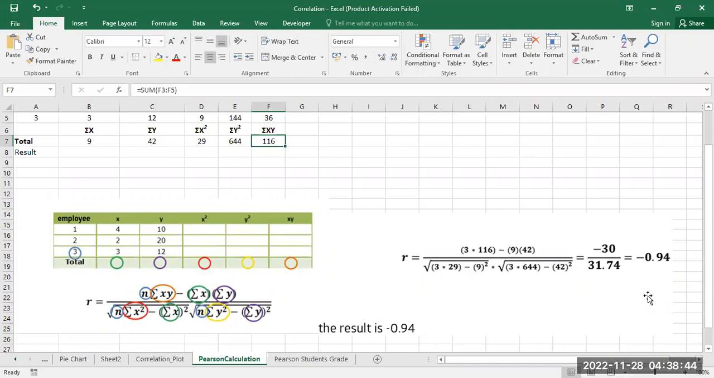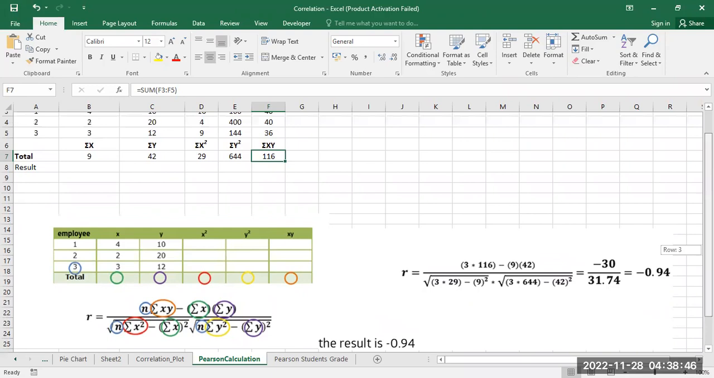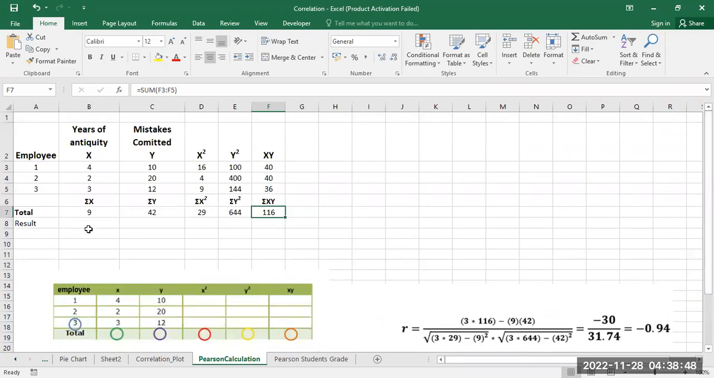Now, Excel has an inbuilt Pearson function, which you can use straight away without going through this, except if otherwise you have been asked to show all your work. And that is the Pearson function.